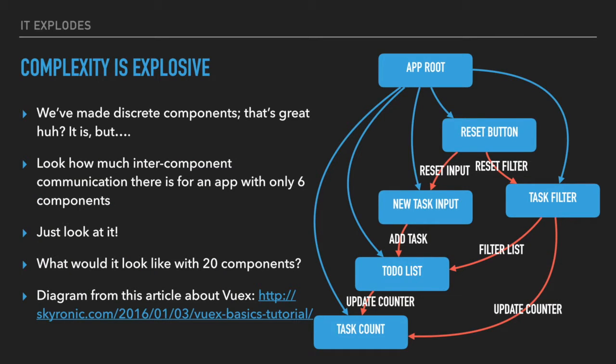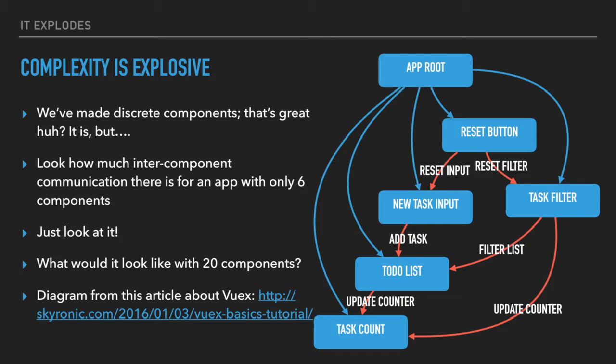So yeah, the problem is complexity explodes. We've componentized our application. But when you look at the intercomponent communication, it's still like a bowl of spaghetti, really. I mean, look at that diagram on the right. This is a diagram taken from a great article about Vuex on a website called skyronic.com, which is unfortunately the older Vuex API now, but still very much worth reading.